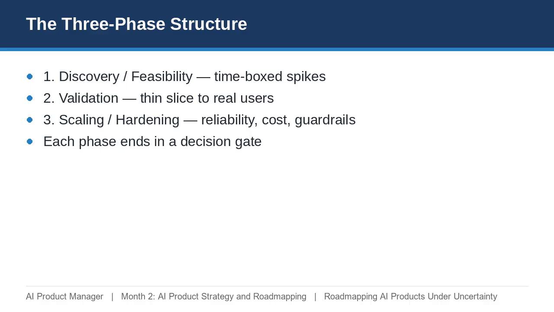Structure the roadmap into 3 phases. Discovery uses time-boxed spikes to test whether the core capability is even achievable. Validation ships a narrow real version to a small audience to test value and trust, often with a human in the loop. Scaling hardens reliability, reduces cost and latency, and adds monitoring. Between each phase sits a gate where you decide to advance, iterate, or stop.